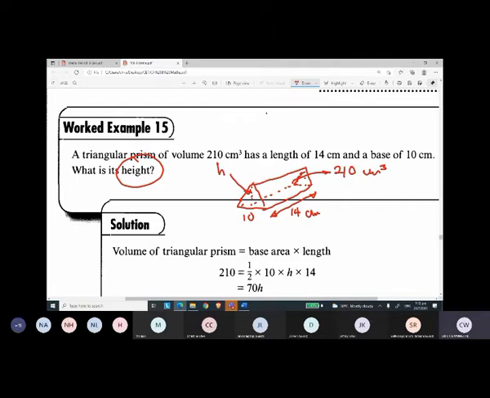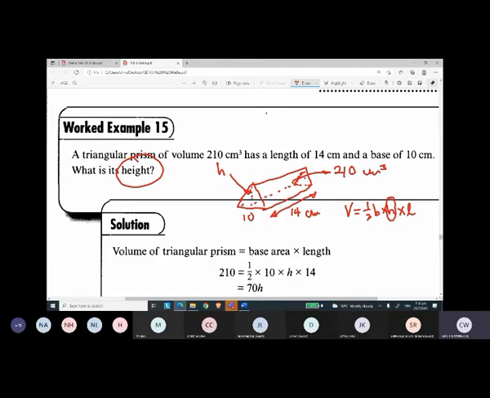So if you base on the formula, the volume of the prism is actually cross-sectional area times the length, isn't it? Right. So in this case, the cross-sectional area is half base times the height, times the total length. But in this case, they ask you to find h. This is h. They ask you to find the height of the triangular prism, which you can see from the diagram.